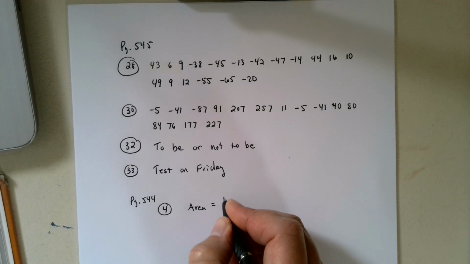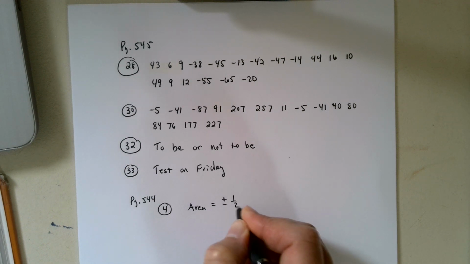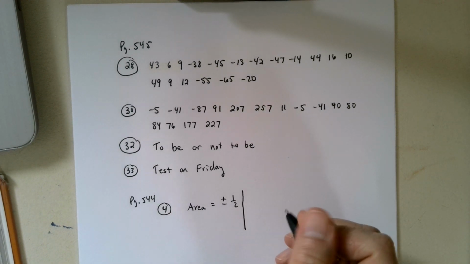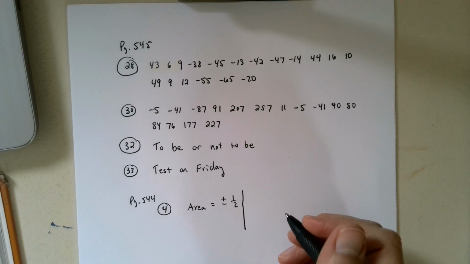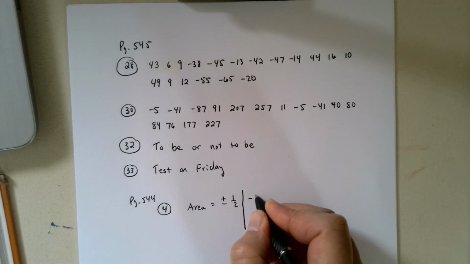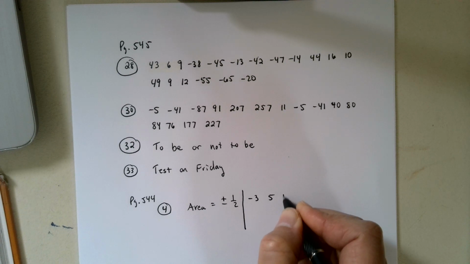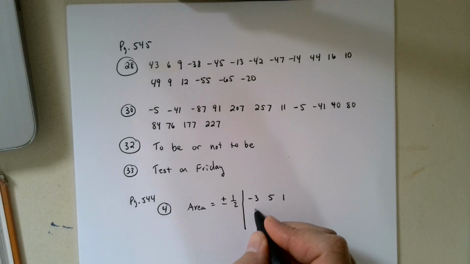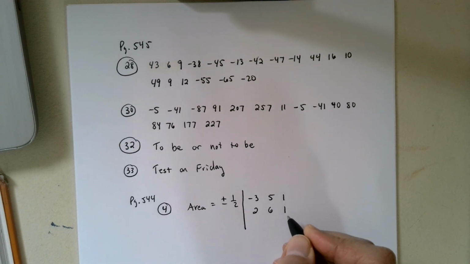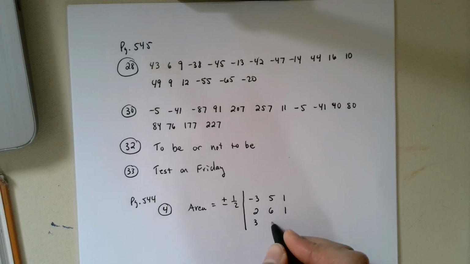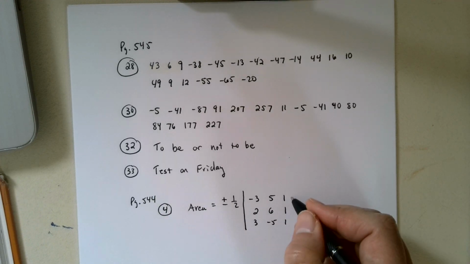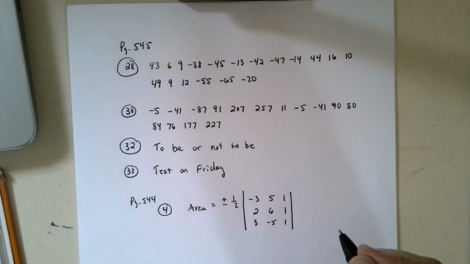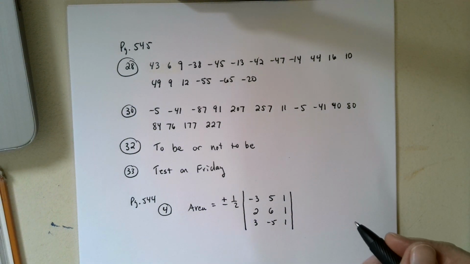Area of a triangle is plus or minus 1/2, and you put your coordinates in. So my first point is -3, 5, and I add a 1. And then 2, 6, 1. And 3, -5, 1. And then you put that into your calculator.